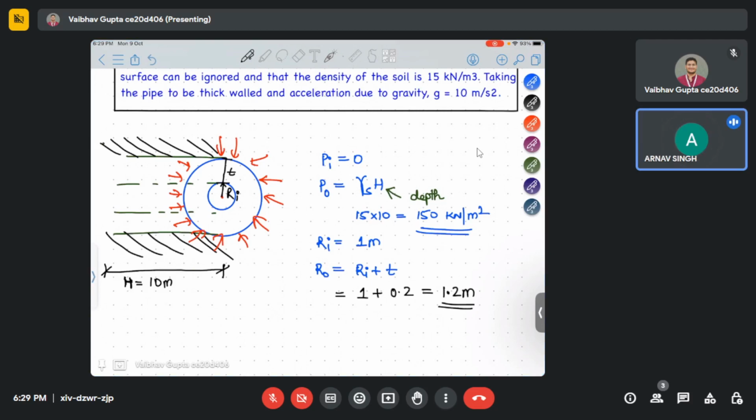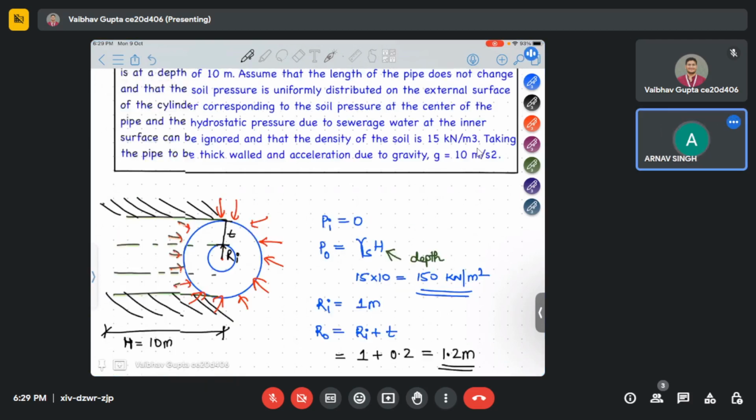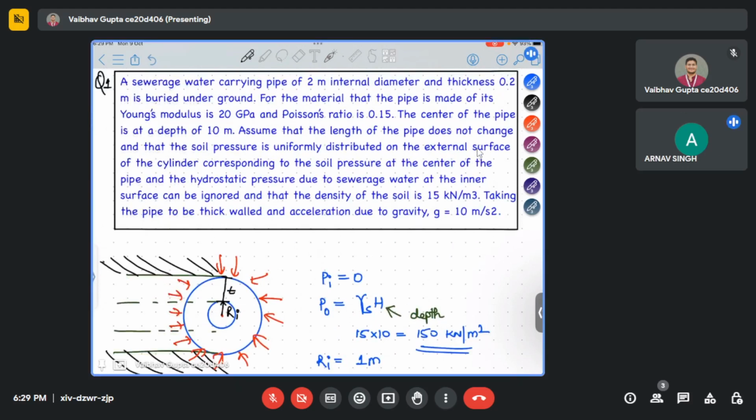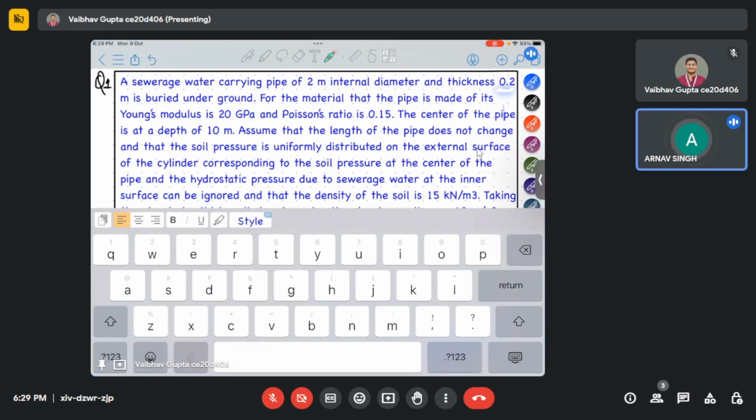1 plus how much has been given? T is 0.2. Yes, 0.2 meter. Understood? That is 1.2 meter.